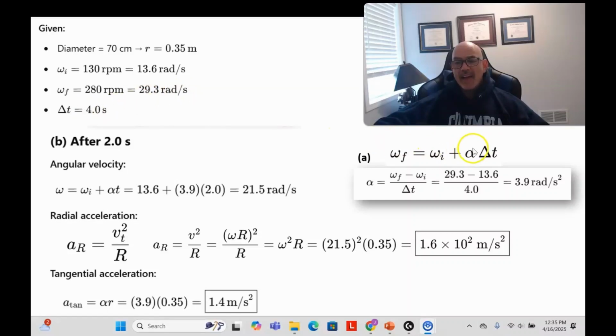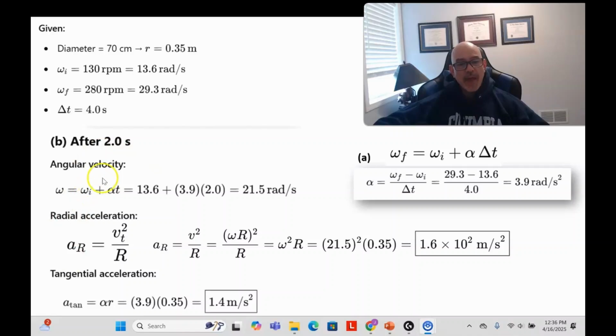Part A asks us to calculate alpha, the angular acceleration. This is one of the kinematic equations. Omega final equals omega initial plus alpha t. We can rearrange this. Alpha is omega final minus omega initial over t. Plugging in the values for omega final and omega initial up here, we get alpha is 3.9 radians per second squared.